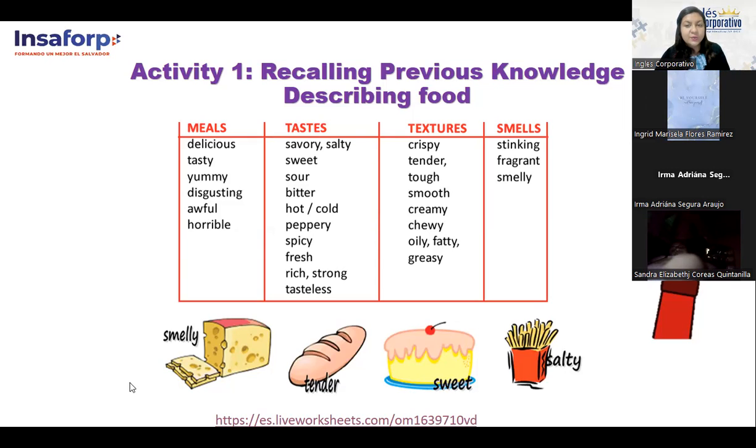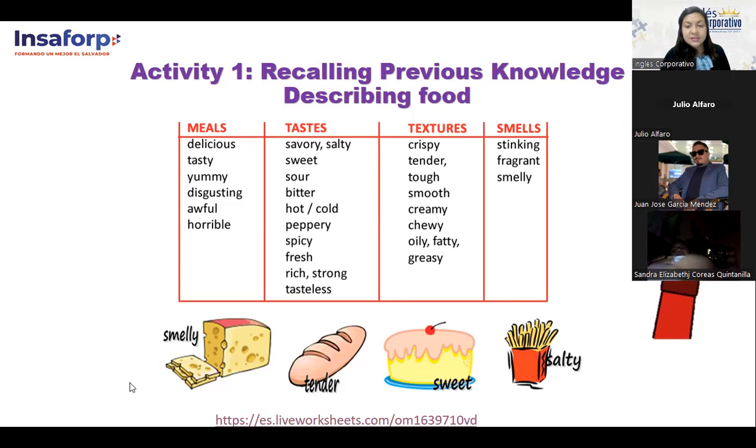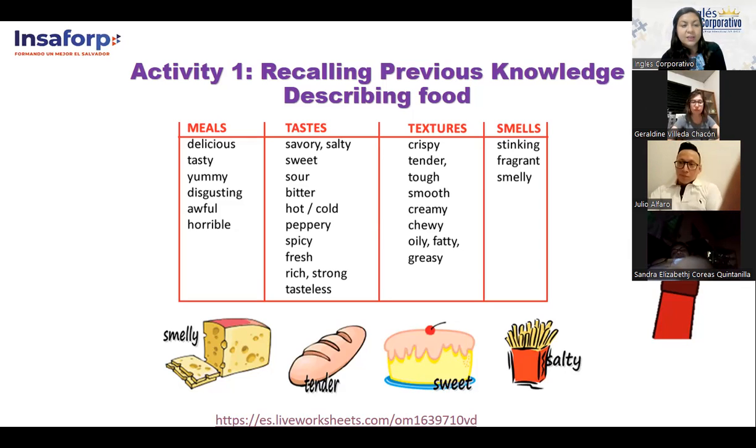José Alejandro Baquerán. Present, teacher. Juan David Madrid. Present, teacher. Juan José García. Present, teacher. Julio César Alfaro. Present, teacher. Okay. Kevin Josías Flores Barrera. Hey, Julio, it's the first time I see you. Nice to meet you. It's the first time I see your face, right? Because your camera is on.